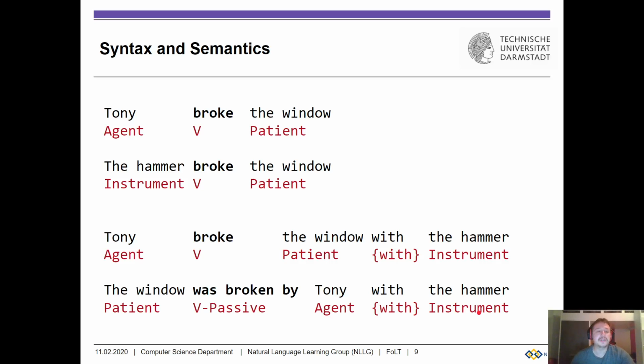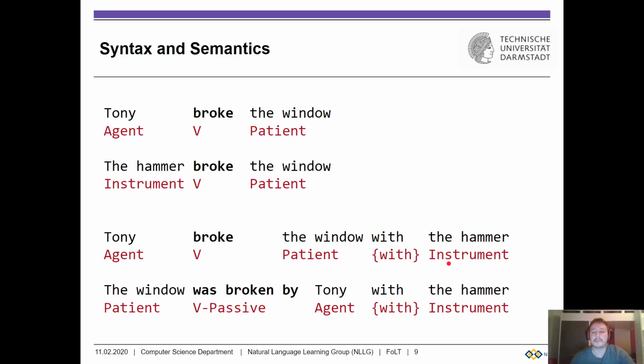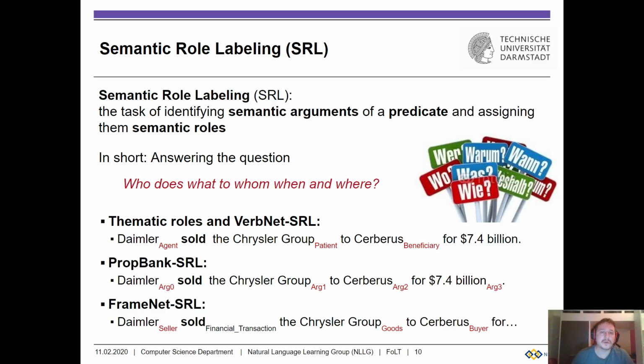And we can do the same for more complex sentences, such as Tony broke the window with the hammer. Again, we have a noun phrase, a verb, another noun phrase, and a prepositional phrase. And to each of those phrases, we can assign some semantic role. And when we talk about semantic roles, we're in the field that is called, in natural language processing, Semantic Role Labeling, SRL, which is exactly the task of identifying the semantic arguments of a predicate, as a verb, and assigning those arguments their semantic roles. So in short, Semantic Role Labeling answers the question, who does what, to whom, when, and where.